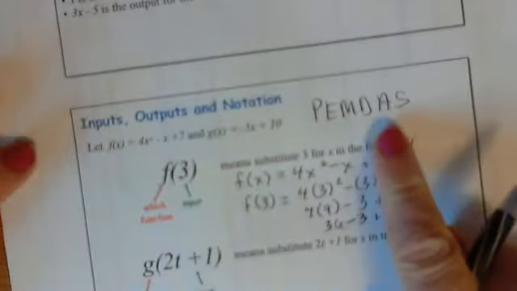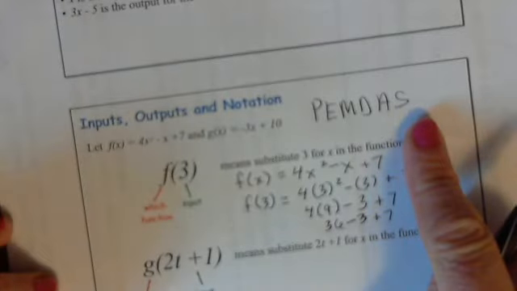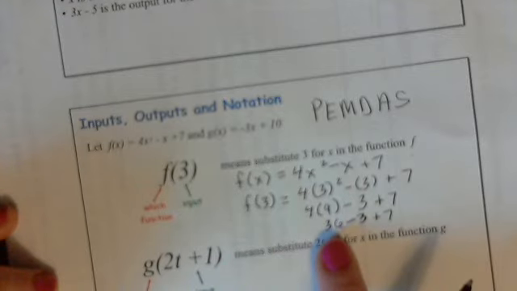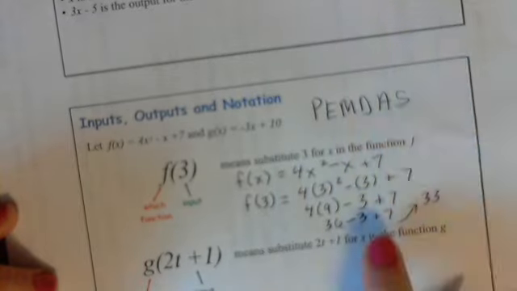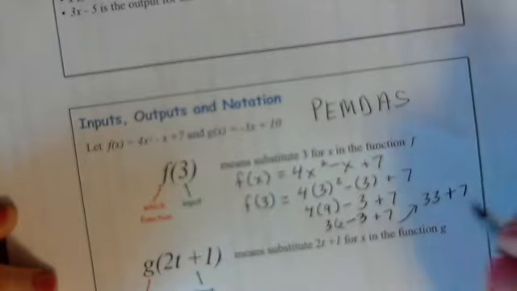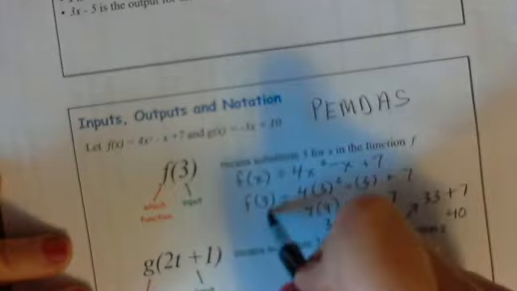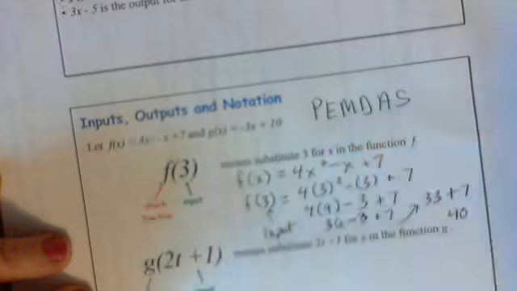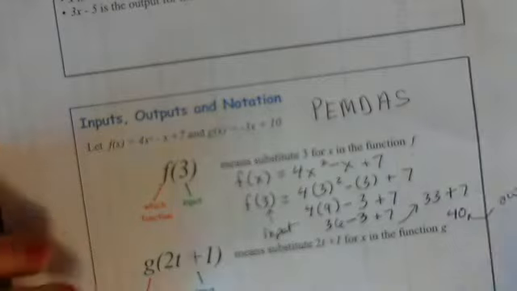Now, last but not least is addition or subtraction, whichever one comes first from left to right, and the subtraction comes first, so you have to do that first. So 36 subtract 3 is, let's go over here, 33. Still have the plus 7, and that leaves me with my last operation of addition, and I get 40. So with an input of 3 into the f function, I got an output of 40.